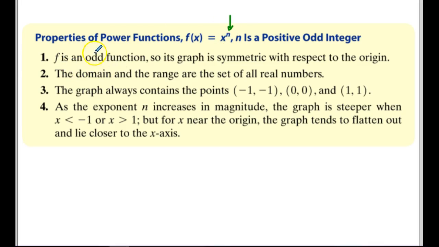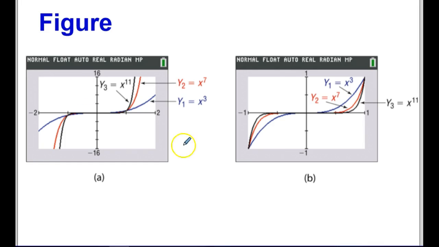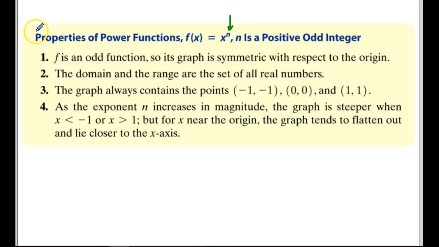When we have this odd n, that tells me that f is going to be an odd function. So it's symmetric with respect to the origin, which looks just like this, because I'm symmetric this way across the origin. My domain and my range are all real numbers. If n is odd, I'm still containing (0, 0) and (1, 1). However, now I have (-1, -1), whereas when this was even, this was a positive 1.